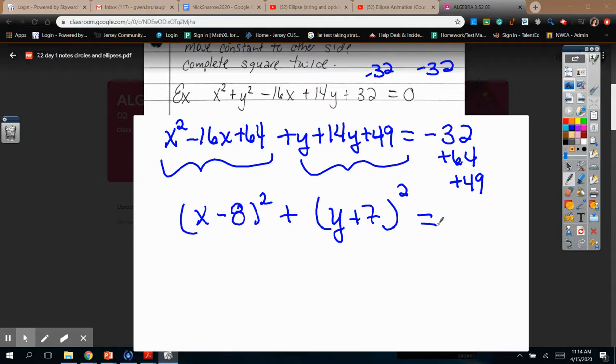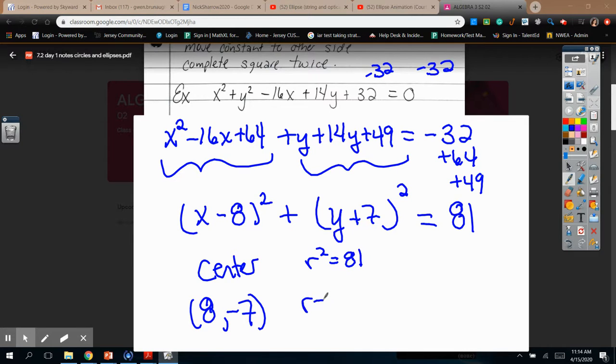And that's 81. So the center comes from the x parenthesis and the y parenthesis. That's 8 and negative 7. The radius squared is 81, which means the radius is 9.